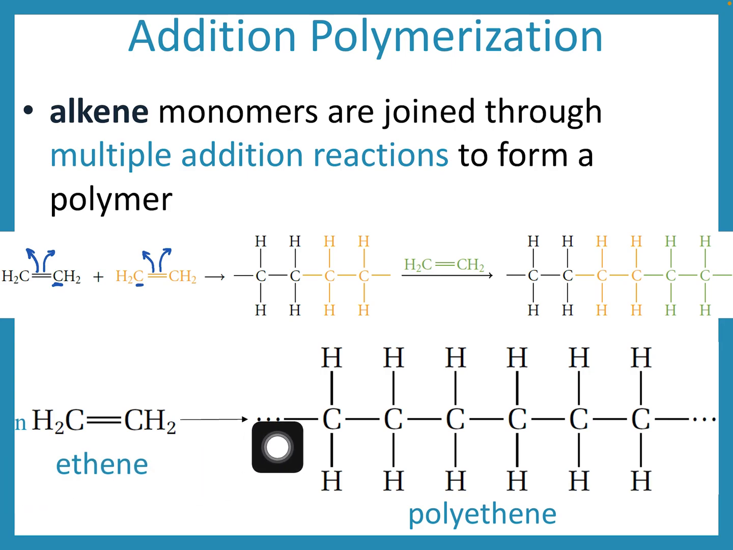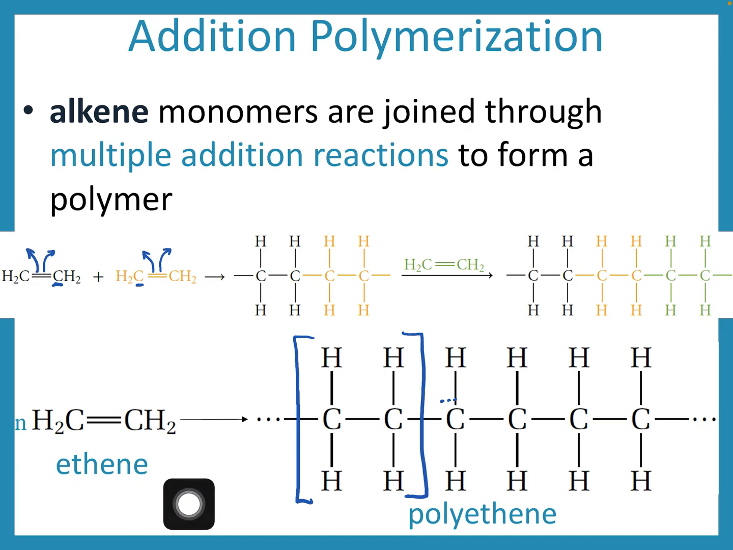And so we just show these dots at the beginning and the end to show that our unit is continuing to repeat. The other thing we sometimes do is draw square brackets around our monomer and then have the dots at the end to show that that is a repeating unit that happens. So when we name our polymers here, ethene is the monomer, and then we just put poly in front of that to signify that that is continuing on and on.